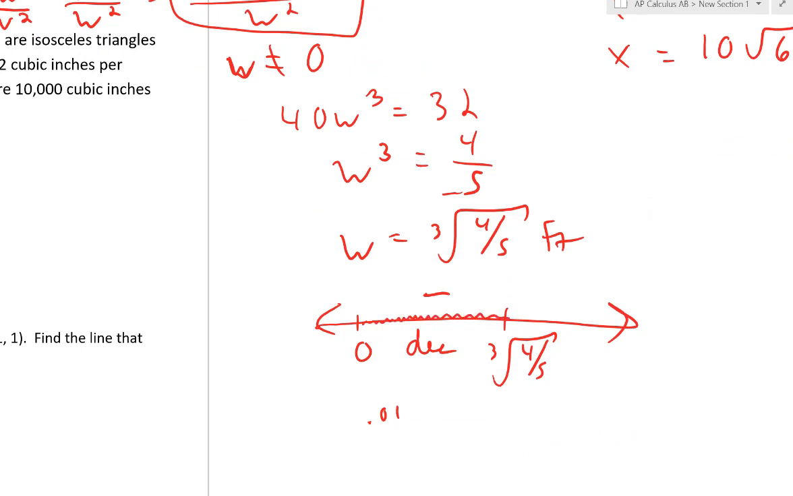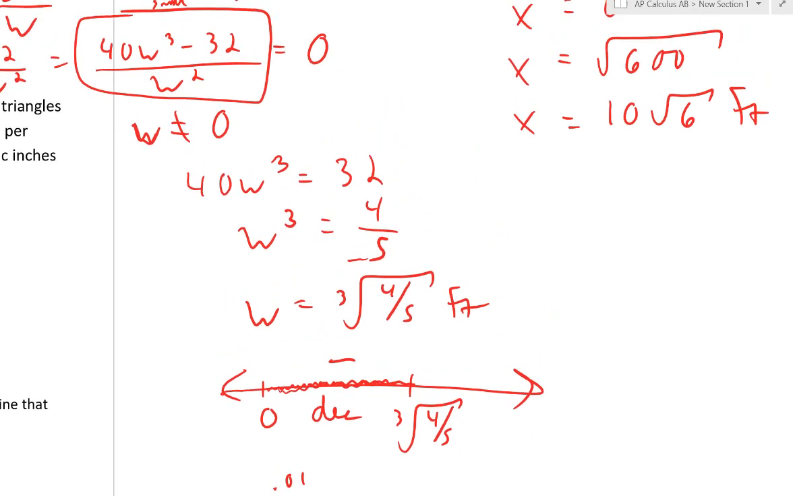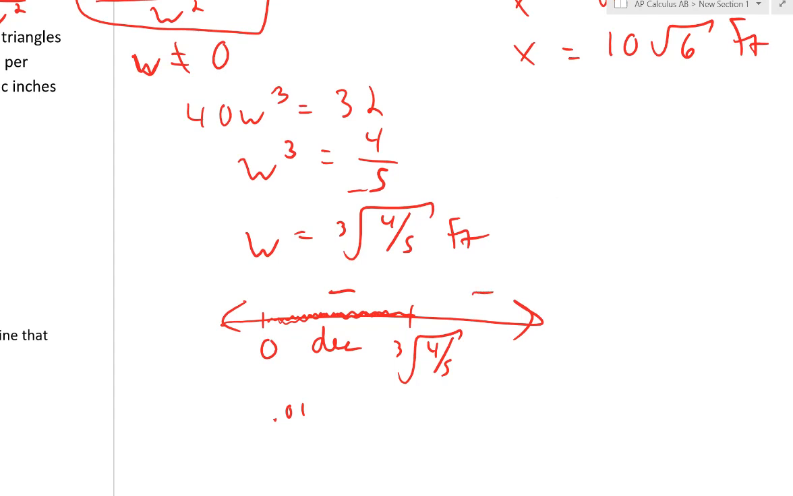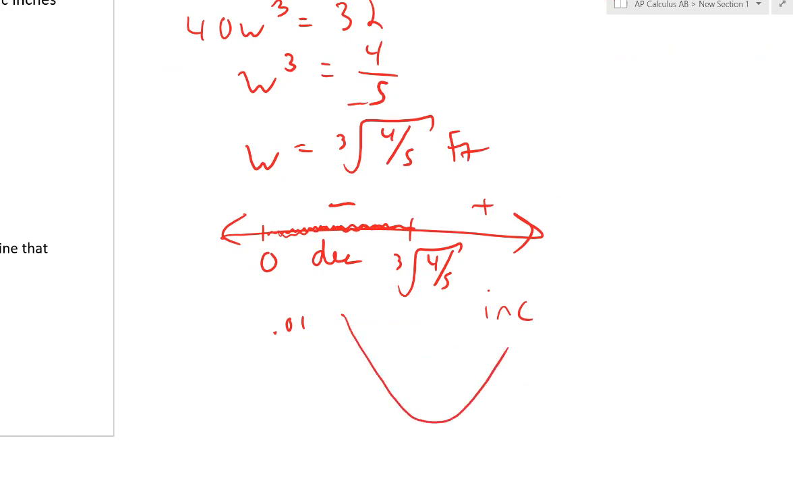Okay, so if W goes from 0 and you keep making the box bigger and bigger, the cost is going to get cheaper until you get to the cubed root of 4/5. If you plug in a number after the cubed root of 4/5, like 1, you're going to get a positive number, which means the cost is increasing as W gets bigger there. So the least it could be, decreased, is at the cubed root of 4/5.